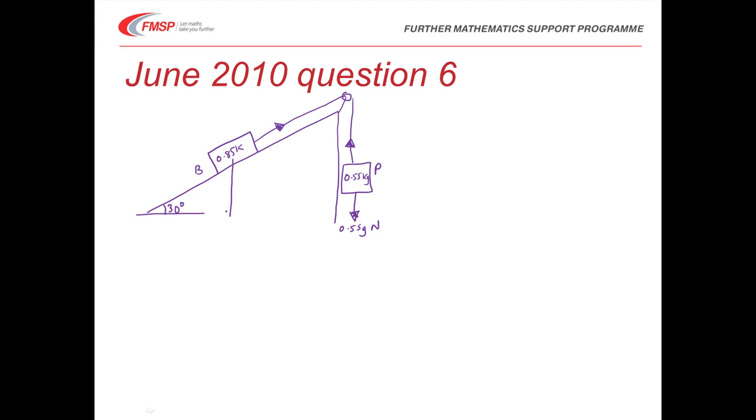But the weight of B I need to write vertically. I'm going to label it to the left there because I'm going to put some components to the right. 0.85 G newtons, and I think I'm going to end up splitting that into components perpendicular to and parallel to the plane. We also have a reaction force because the block B is in contact with the plane. So there's my force R.